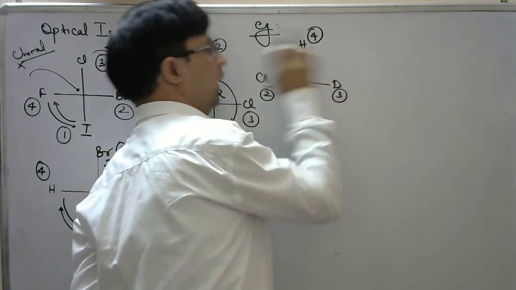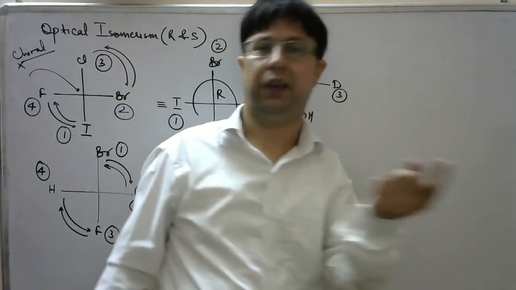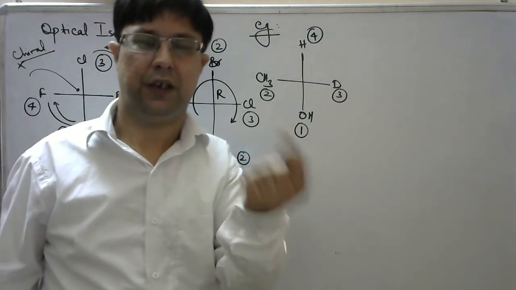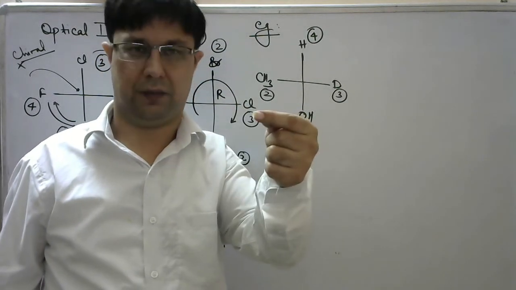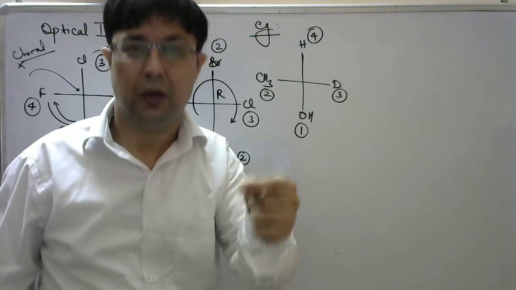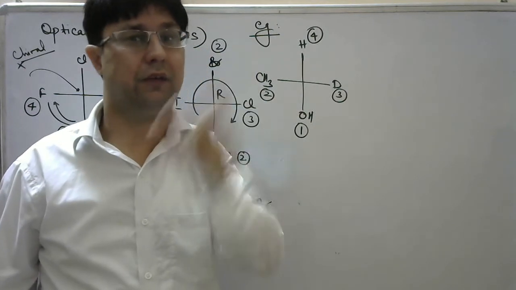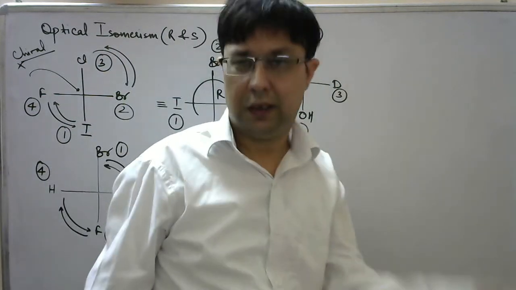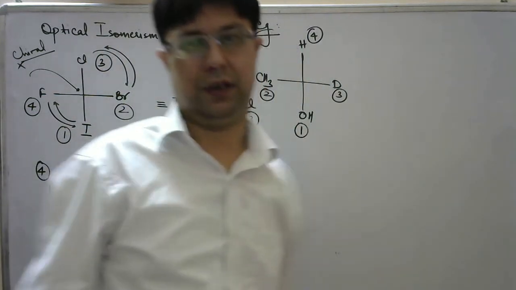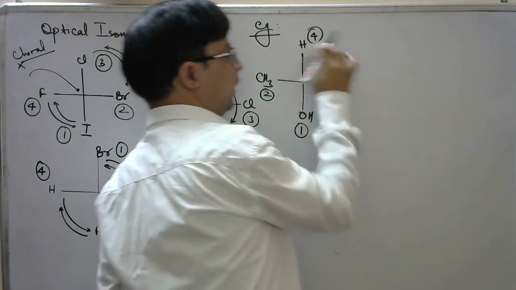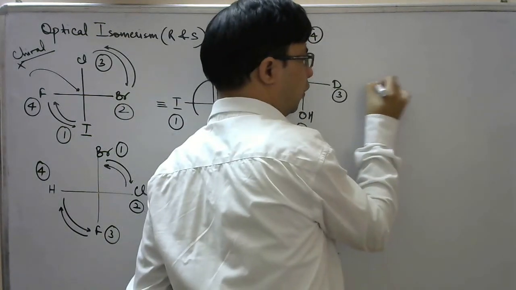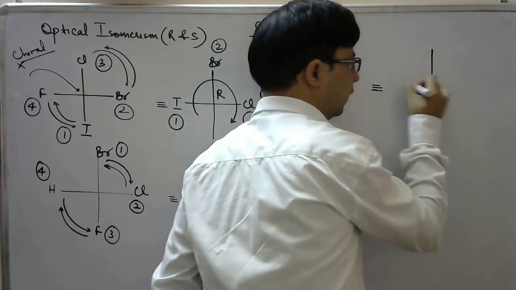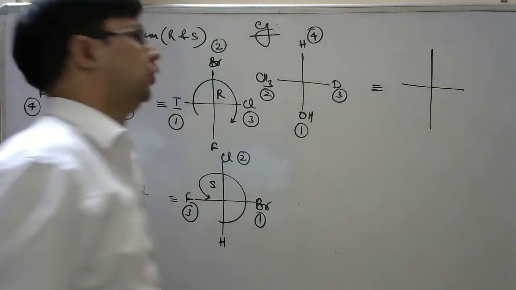Between D and H, which has been assigned the higher priority? It is the deuterium atom that is assigned the higher priority. Clear? Why? Because they have the same atomic number, but because of deuterium, the atomic mass was higher, and therefore it was given the higher priority. So the lowest priority group is present at the topmost part of the Fischer projection.